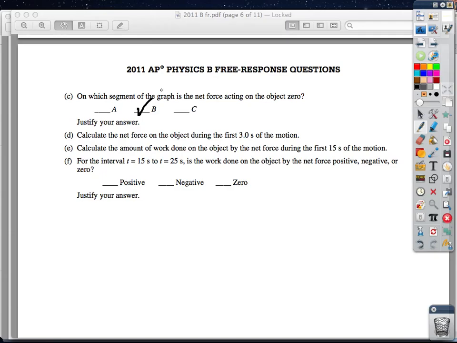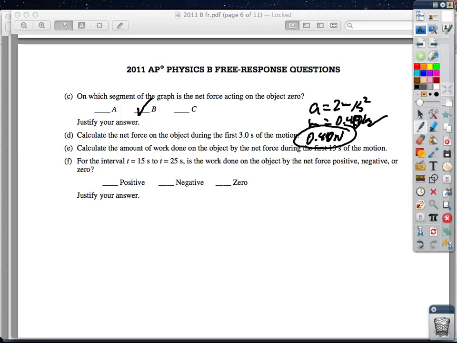Calculate the net force on the object during the first 3 seconds. So we know that during the first 5 seconds, the acceleration is 2 meters per second squared. So what's the mass? 4 kilograms? 0.4. Okay, so the mass is 0.40 kilograms. So that's a no-brainer. We have 0.80 newtons. Okay, good.